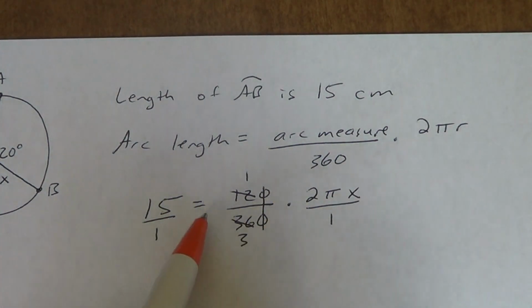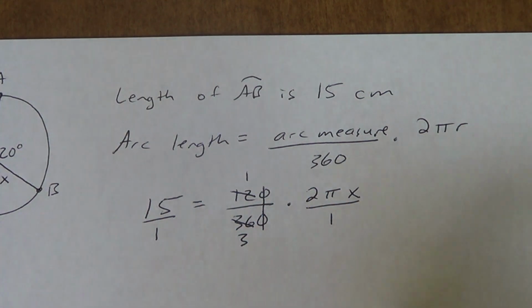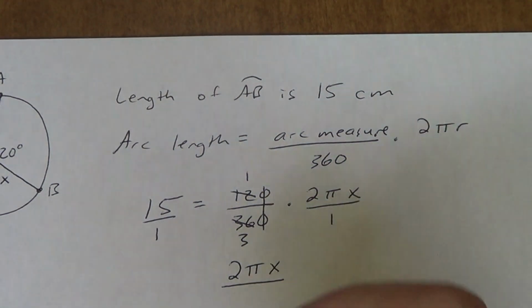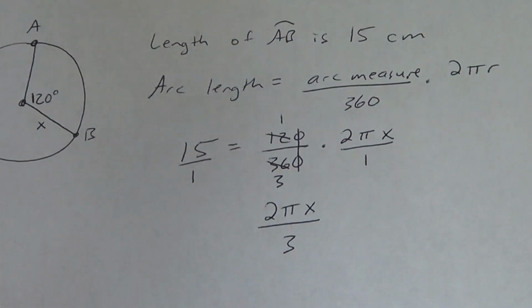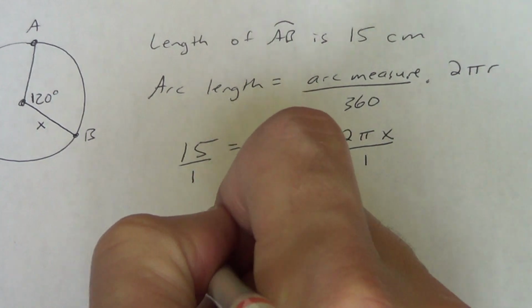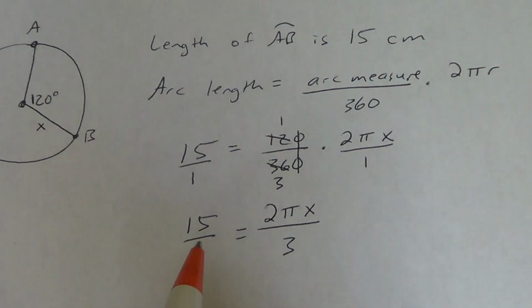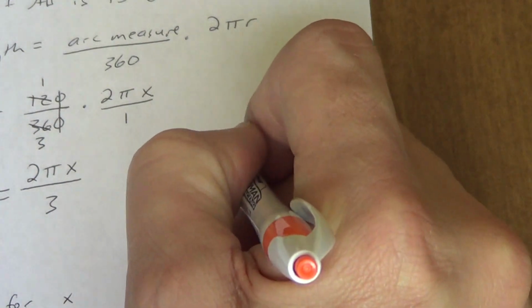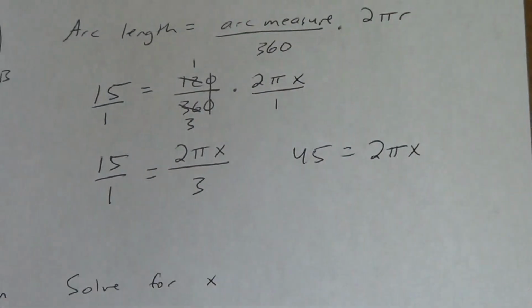Let's multiply straight across. Now you can't multiply here. You don't do 15 times 1 times 2 because there's an equal sign. So just 1 times 2 times pi times x is 2 pi x over 3 times 1 is 3. And then this 15 and the 1 and the equal sign. Now, the reason I put the 15 over 1 is because now we have a fraction equals a fraction. So what do we do? We cross multiply, right? So 15 times 3 is 45 equals 2 pi x.